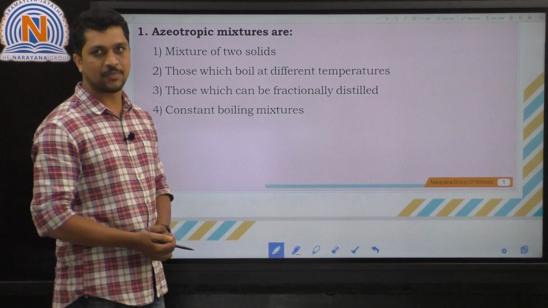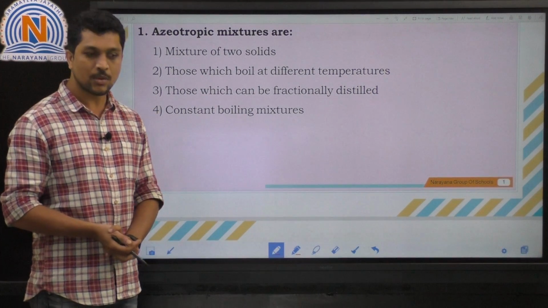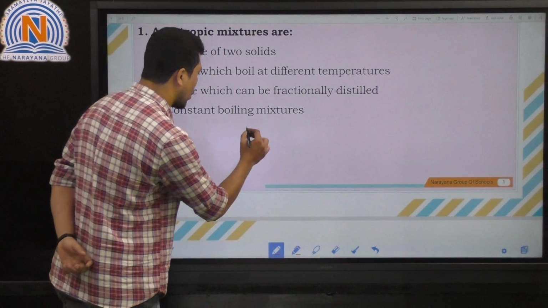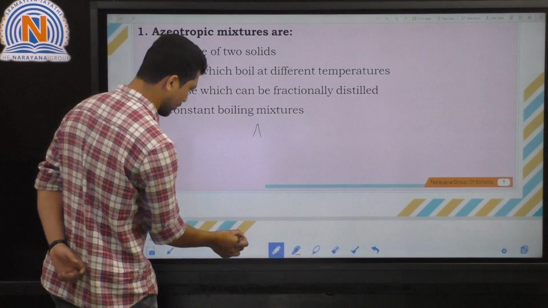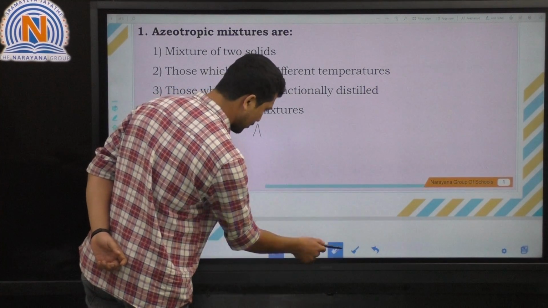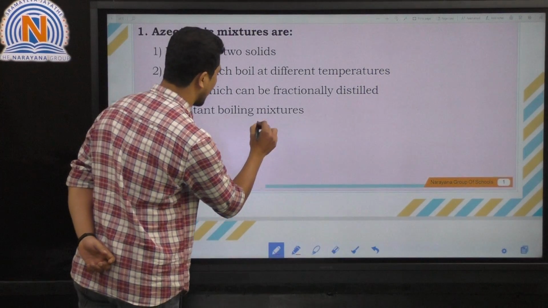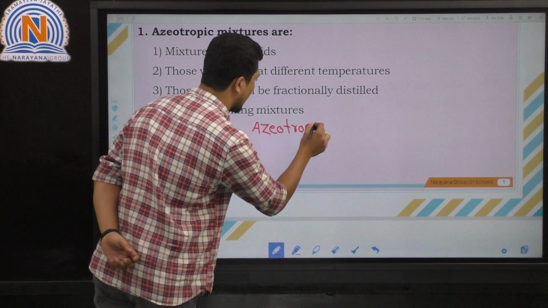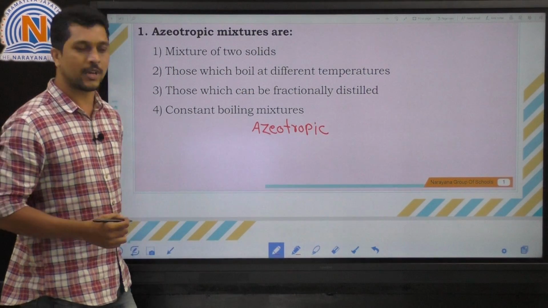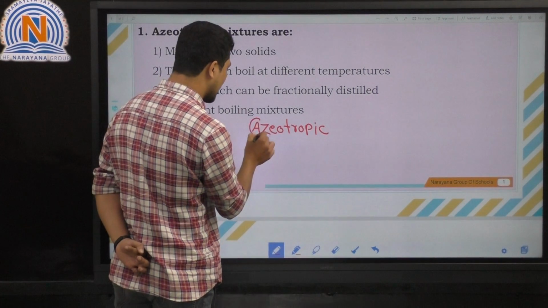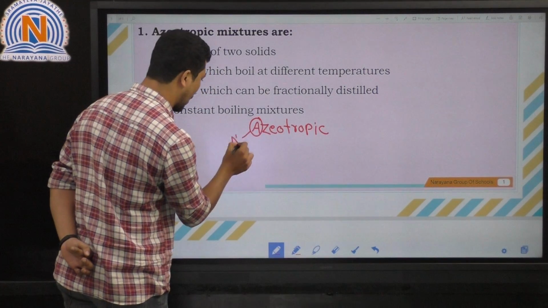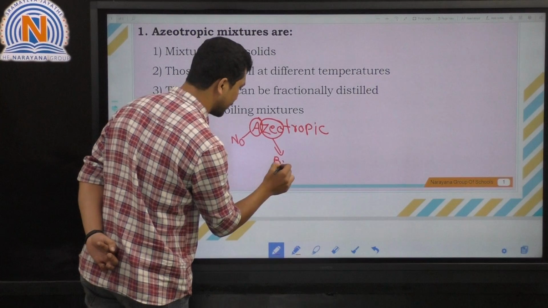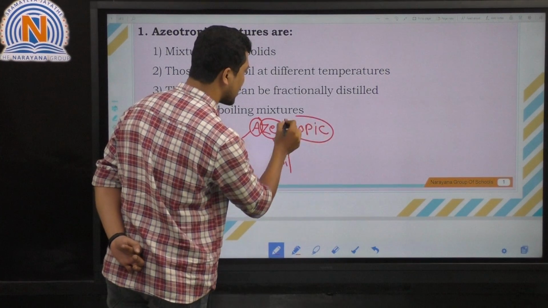So here the first question, azeotropic mixtures are. So before going to the question, what are azeotropic mixtures? See, azeotropic, it's a Greek word. In this, A means no, geo indicates the boil, and tropic means change.